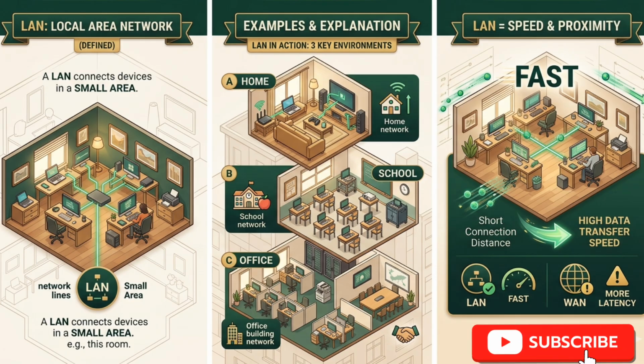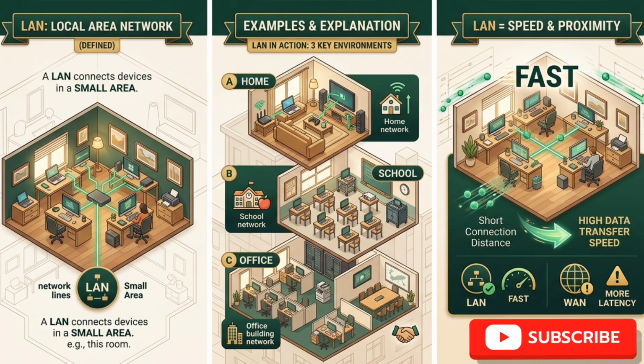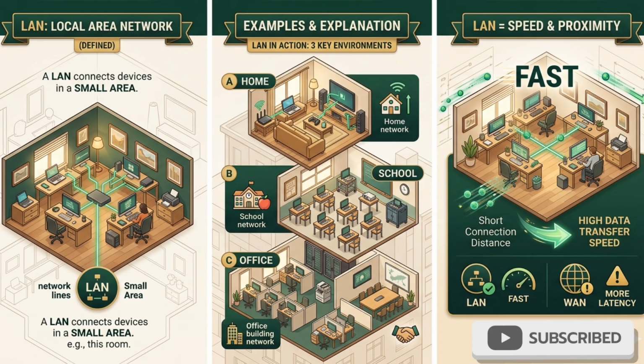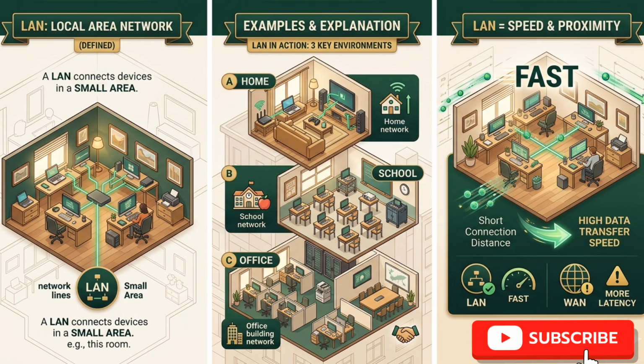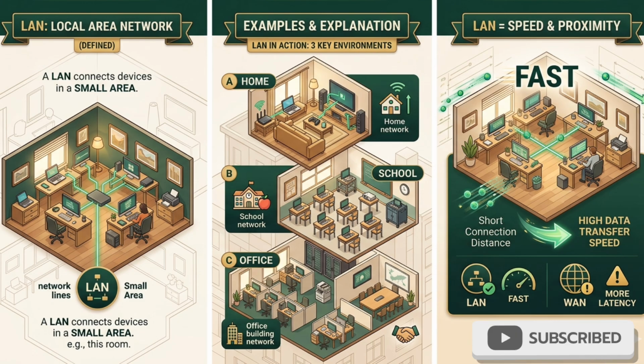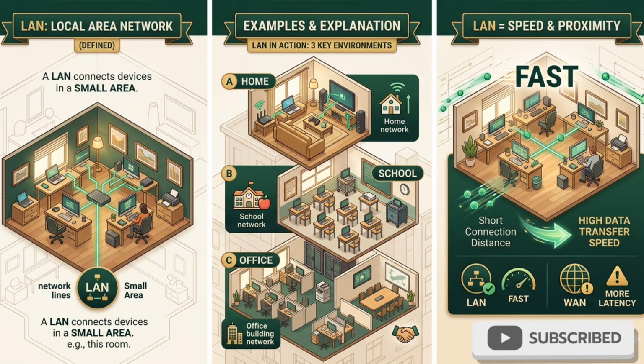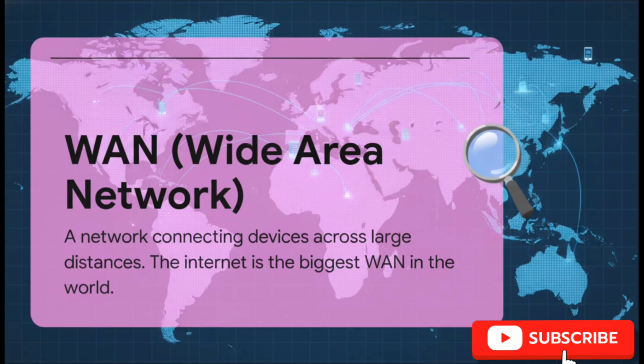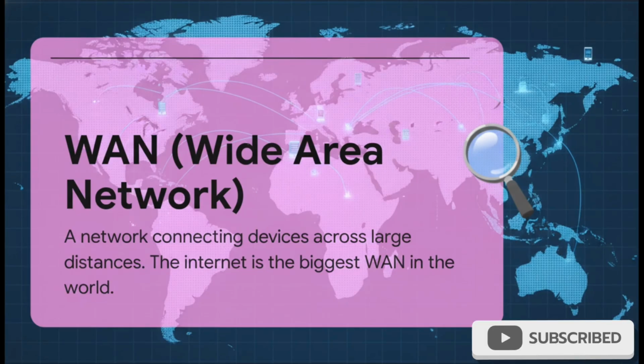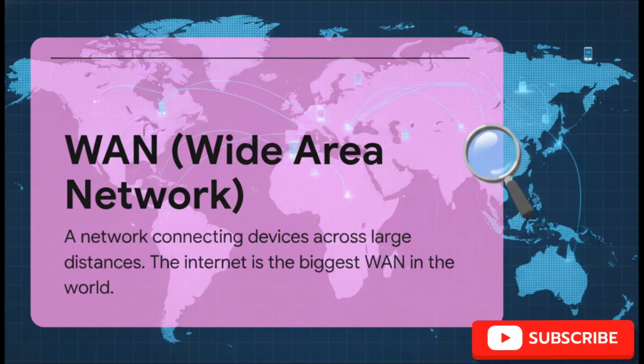But what if you need to connect your office in Delhi with another one all the way over in Mumbai? That's way too big for a LAN. That's where a wide area network, or WAN, comes into play. WANs are built to cover huge distances. And you want to know what the biggest, most mind-boggling WAN of them all is? It's the internet itself, connecting billions of devices across the entire planet.